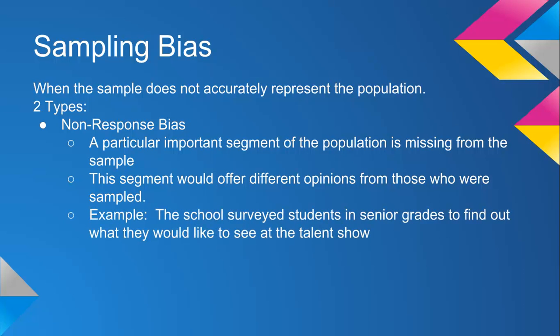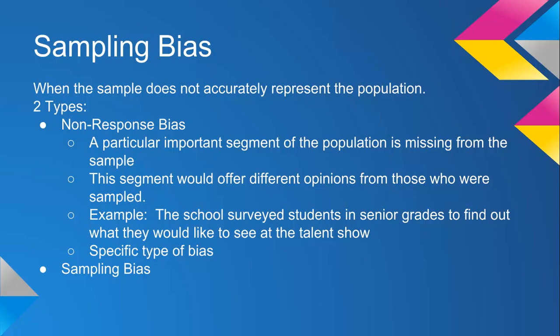For example, the school surveyed students in senior grades to find out what they would like to see at the talent show. Well, the senior grades will have an opinion, but the junior grades will have another opinion, and they could potentially differ. So we need to hear from both of them. It's not a good, accurate representation of the population of people that are watching the talent show, particularly because the junior grades are probably going to be more represented at the talent show, although all students will be there. It is a specific type of bias.